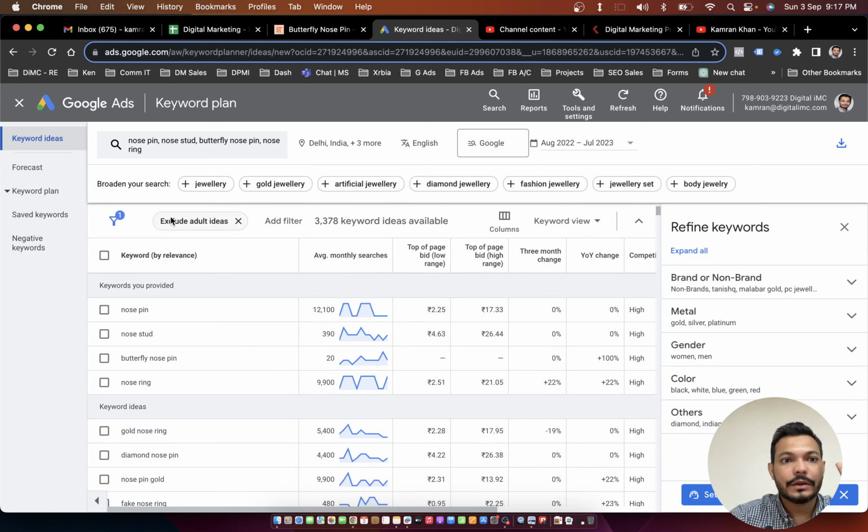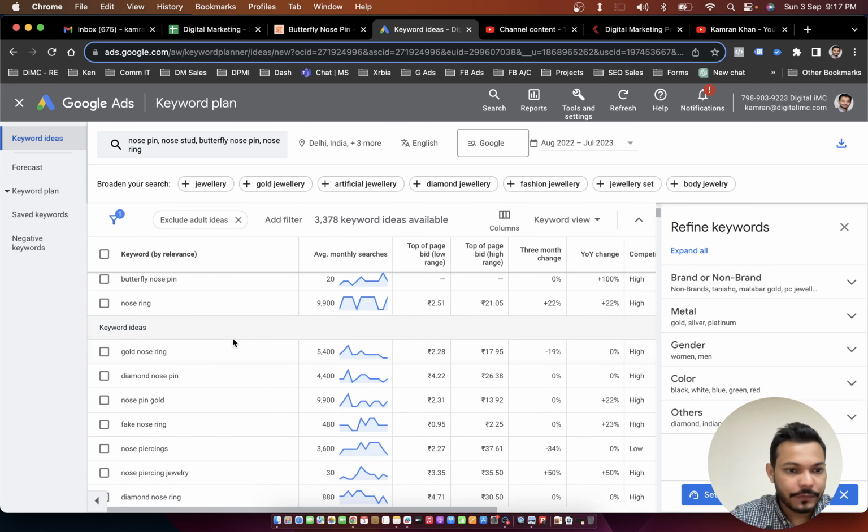Whenever you get into the Google Keyword Planner tool, the first thing that you get is the keyword. Then you get the average monthly searches. So on average, we have 12,000 people who are searching for nose pin particularly on Google. We call it a Google search term. Then the bidding is the most important part of the keyword planning. The lower range bid means if you want to show an ad somewhere at the low positions of Google, you have to bid 2.25 rupees. If you want to keep the ad in the top positions, you bid 17.33. We will also see how we calculate the average.